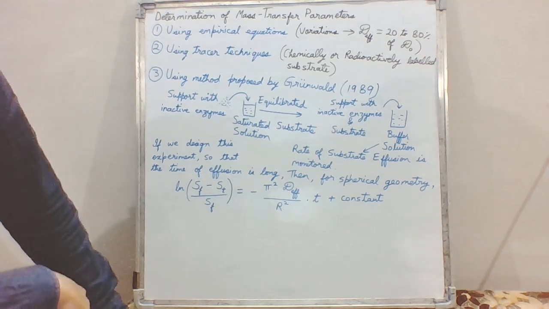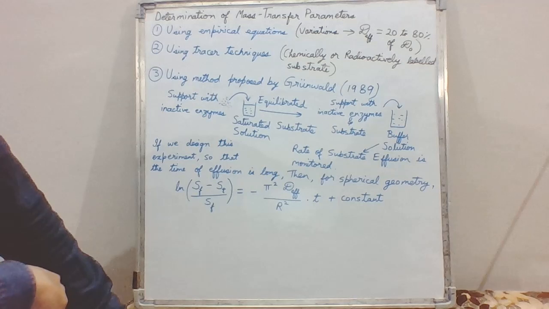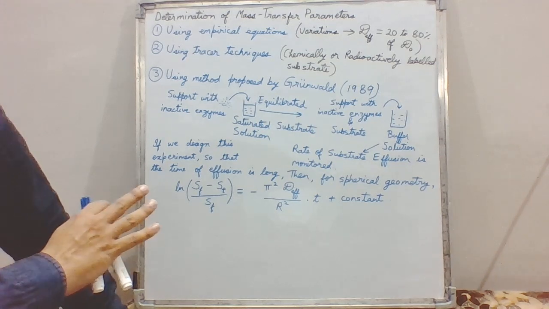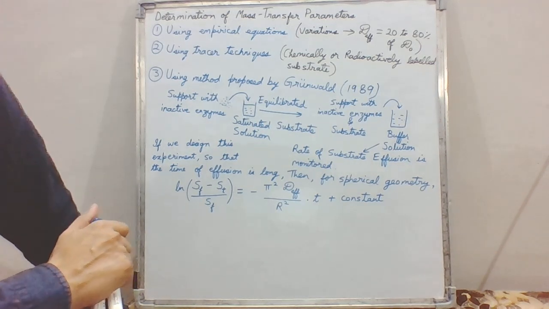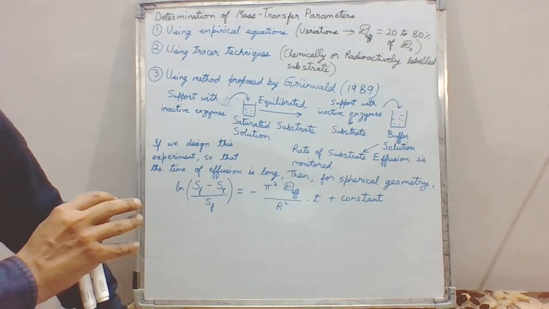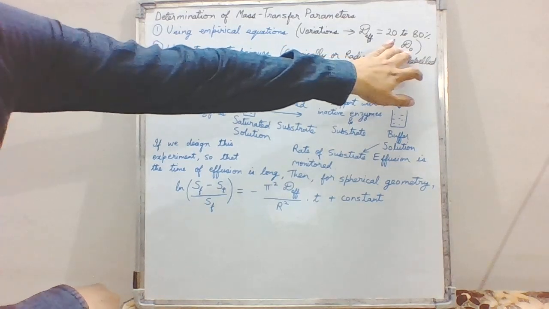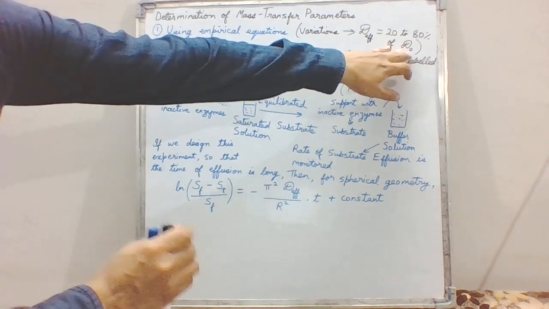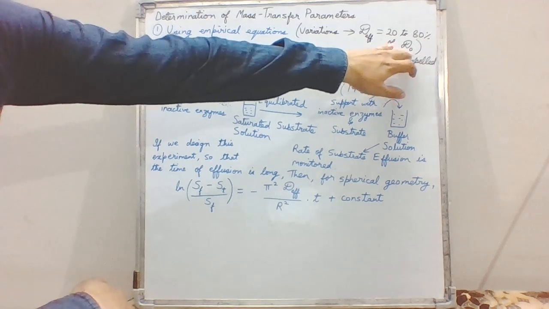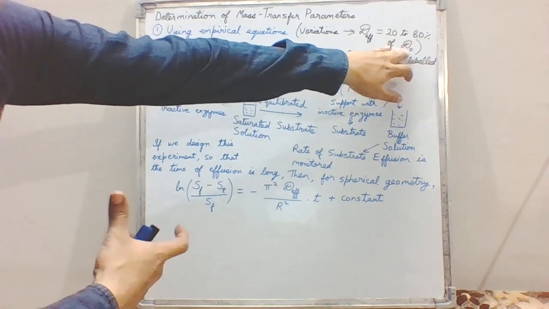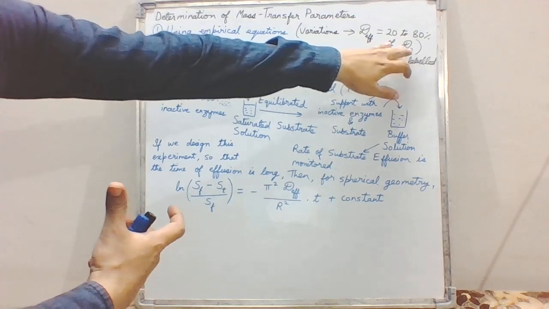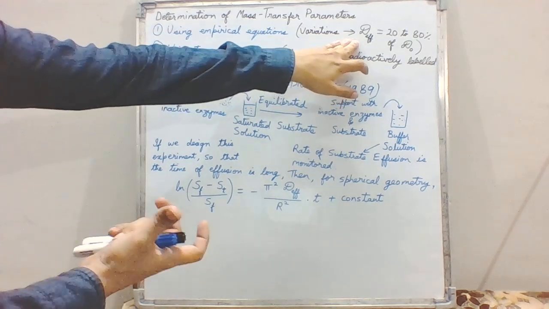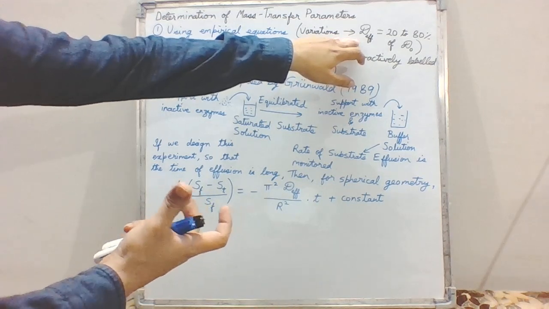The mass transfer parameters in case of internal diffusion restrictions have been determined by using many empirical equations, but there have been a lot of variations, and the best accurate results are also 80% of the diffusivity value of the substrate when it is not incurring any type of internal or external diffusion restrictions. In the free medium, the diffusivity of the substrate is different than that we encounter when we have our immobilized situation.